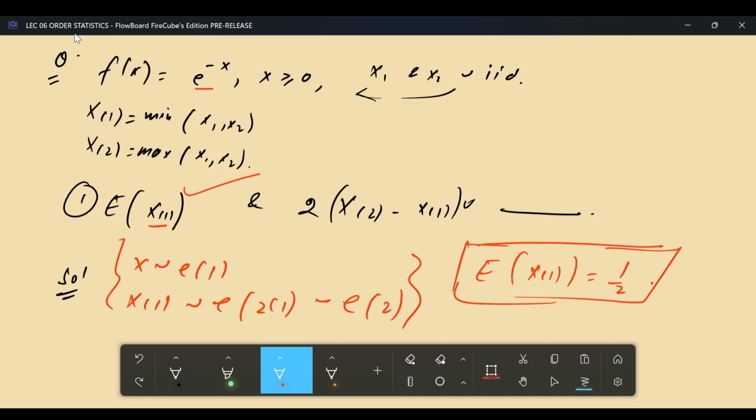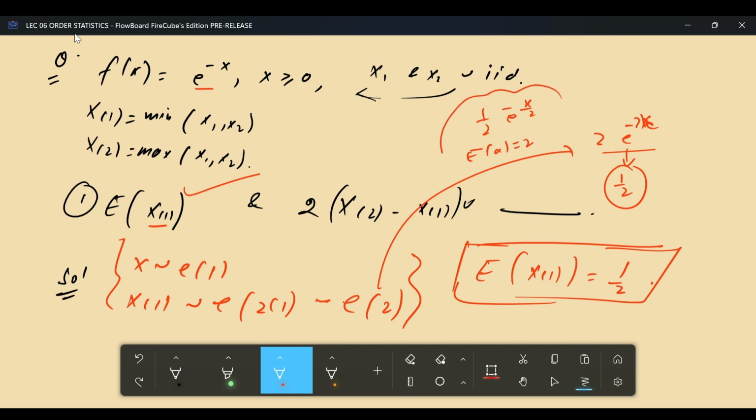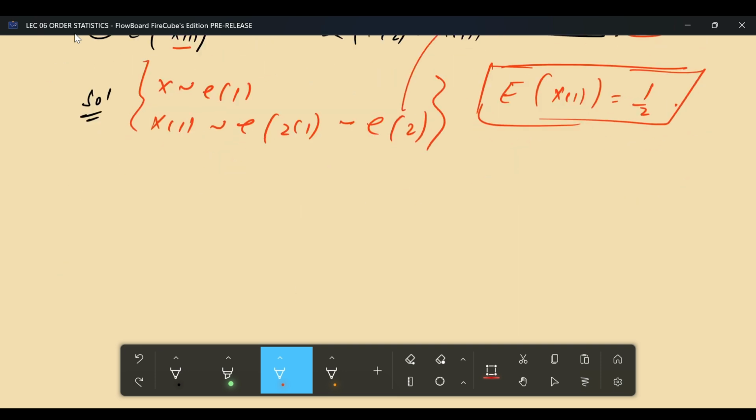Expectation of x1 will be 1 by 2. How is this equal to 1 by 2? As the PDF is 2e raised to the power minus 2x, whenever we find the expectation of this, that's equal to 1 by 2. If the PDF is 1 by 2 e raised to the power minus x by 2, then expectation of x will be 2. So we have a different PDF, that's 2 e raised to the power minus 2x. So expectation of this is equal to 1 by 2. Clear?